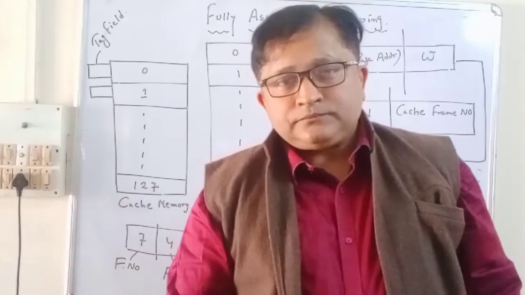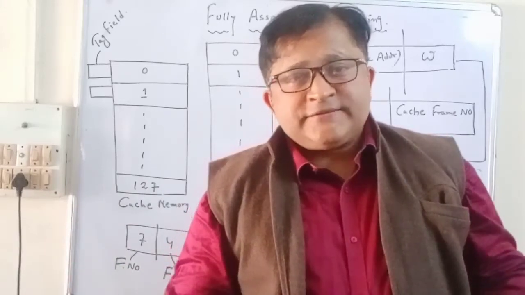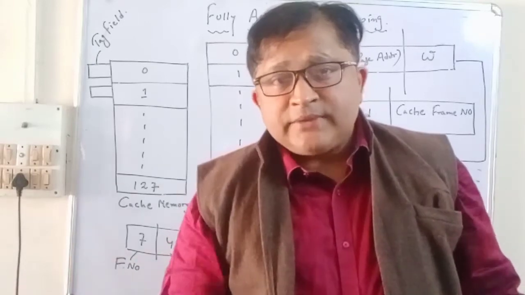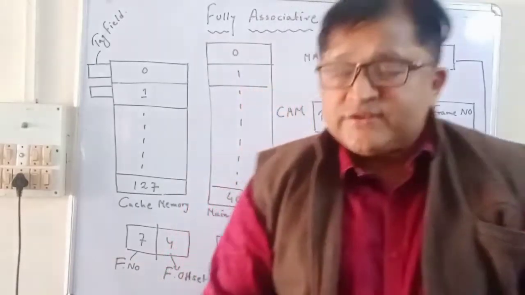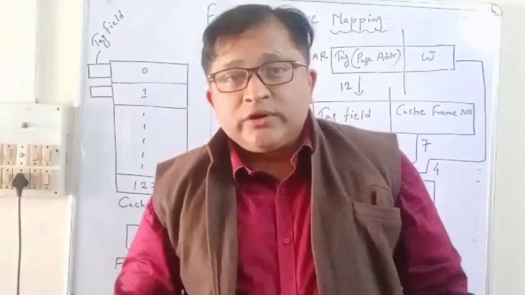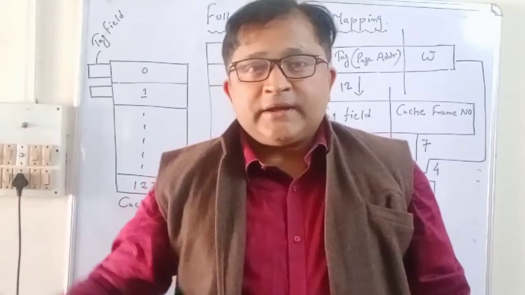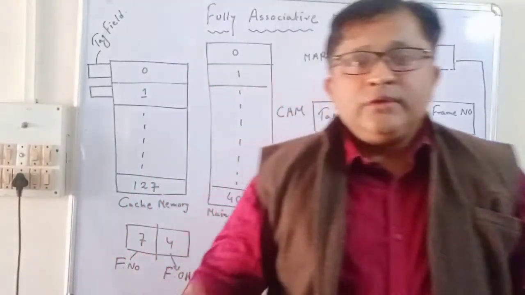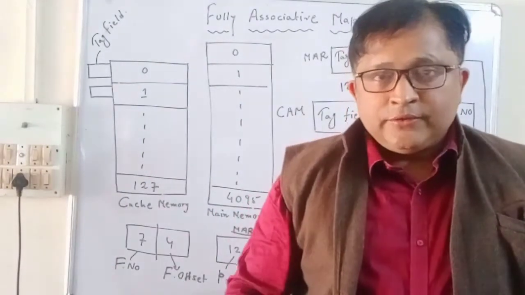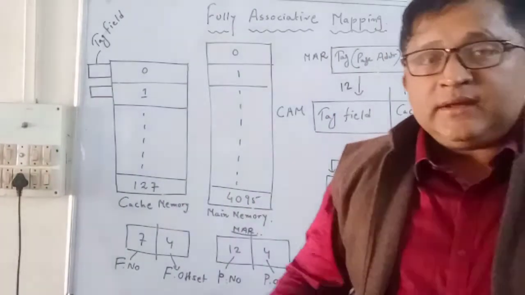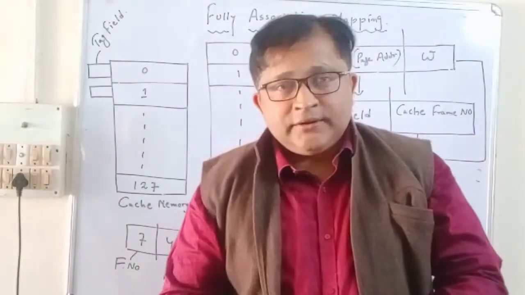Cache memory. Not more than one page from the same block can be loaded into the cache memory. That is in the case of direct mapping. In the case of associative mapping, any page of the main memory can be loaded into any frame of the cache memory. For that, we have to take the help of associative memory.